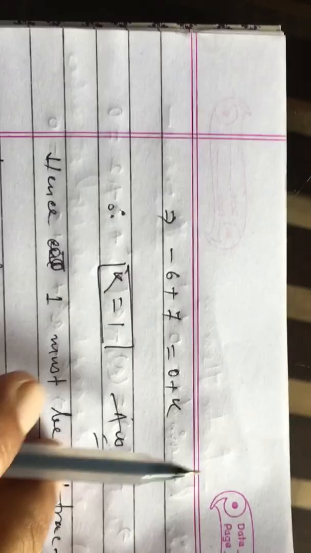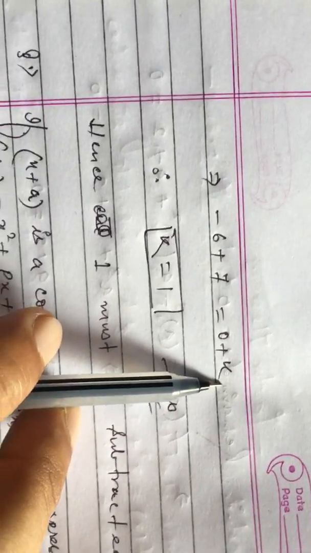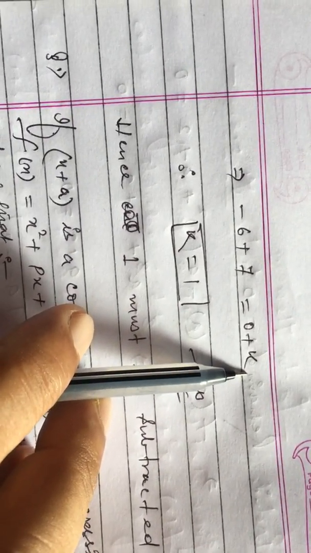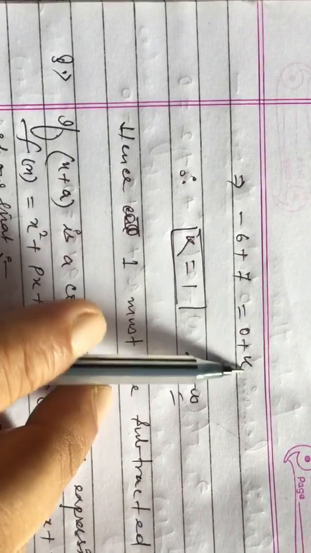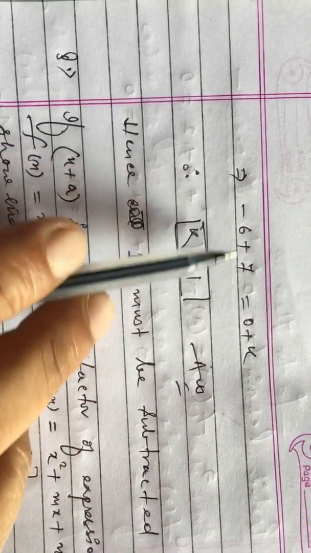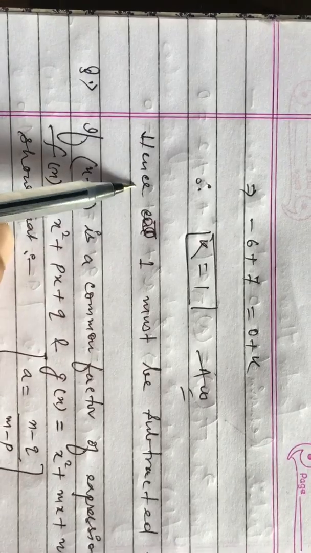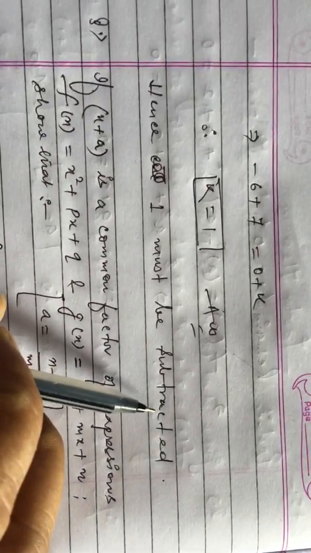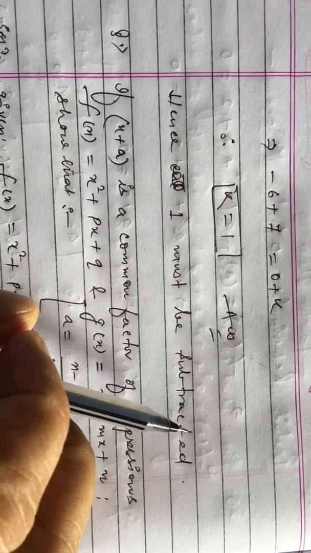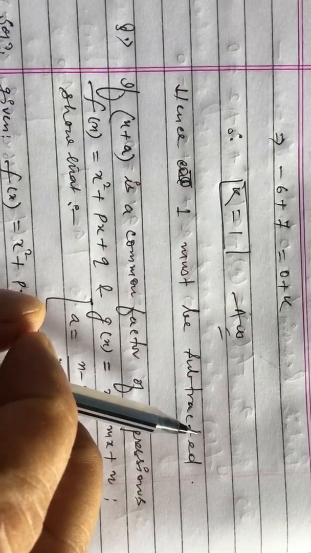Minus 6 plus 7, and k transferring this side. Minus 2, three times, minus 2, minus 2, minus 2, that is minus 6. So k is equal to minus 6 plus 7, that is 1. Hence 1 must be subtracted from the given expression, so the resulting expression will have the factor.